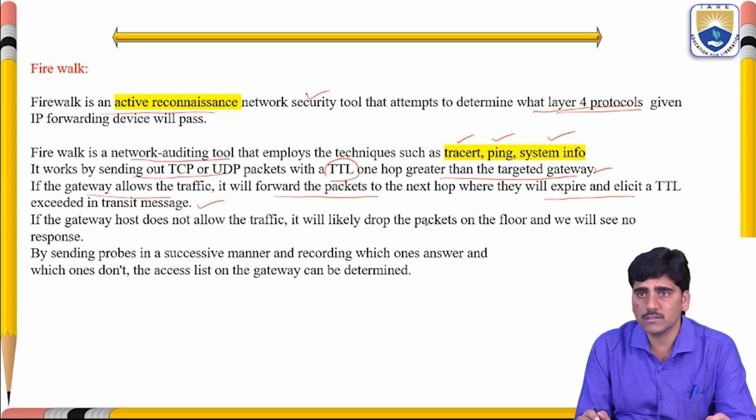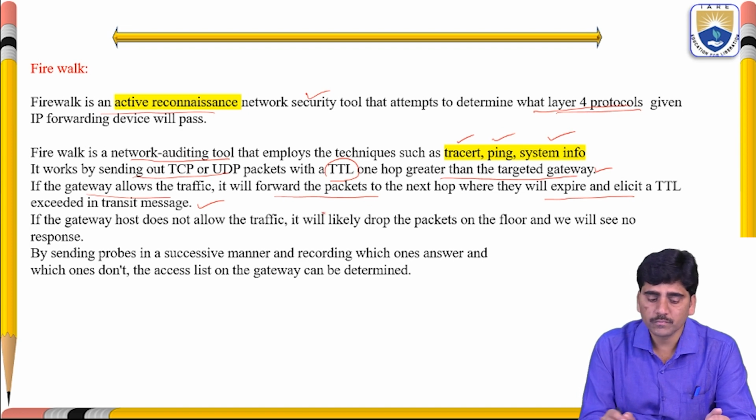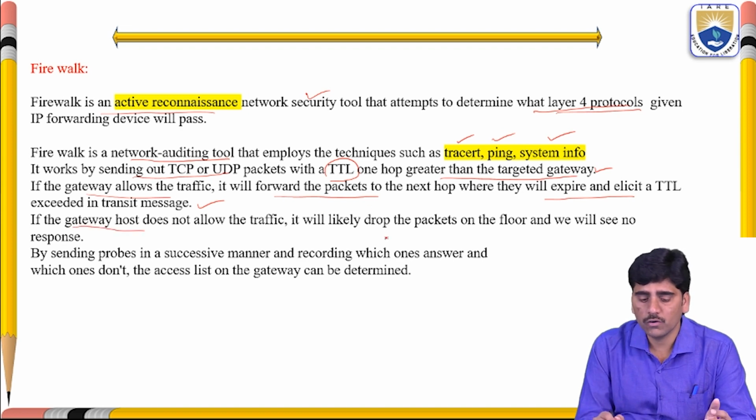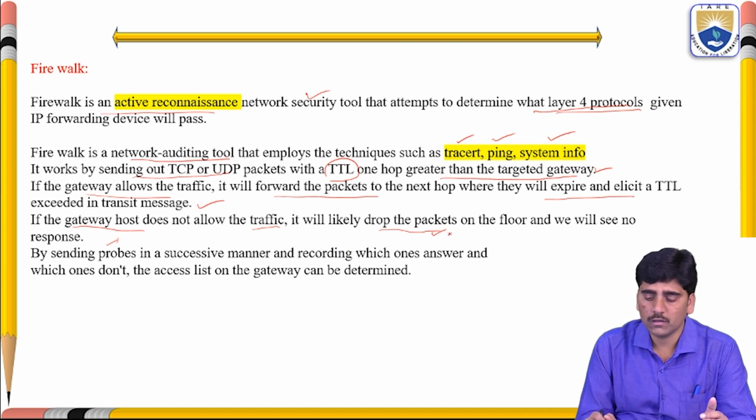If it reaches the maximum number of nodes, then it forwards to the next node. If it reaches in less time, then it has to wait for some time and then forward it. If the gateway host does not allow the traffic, it will likely drop the packets on the floor and we will see no response. So the data is lost at the router and there is no response from the sender side.